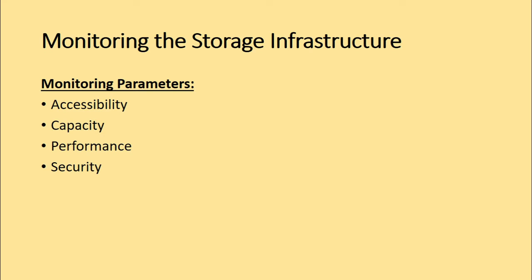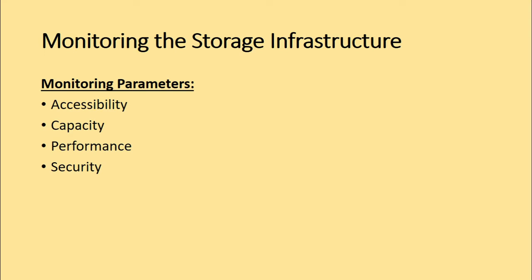Now let us see what are the parameters that we can monitor. What are the monitoring parameters? Storage infrastructure components should be monitored for these four parameters as mentioned in this slide. The first parameter is accessibility, followed by capacity, performance, and then security. These are the four parameters that need to be monitored when we are talking about monitoring the storage infrastructure.